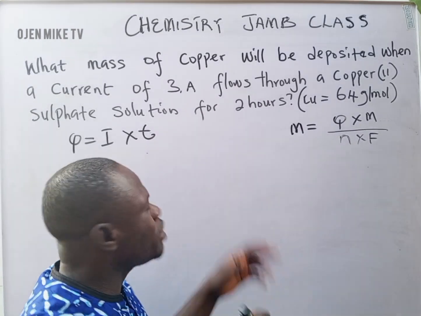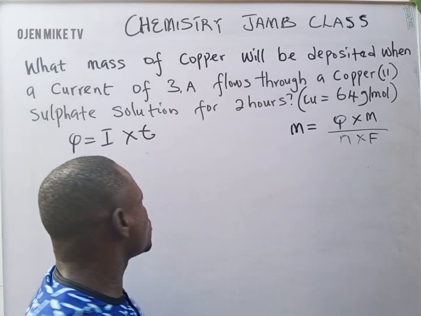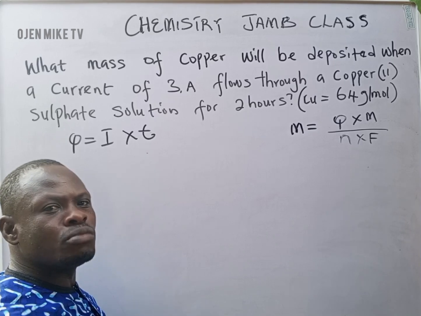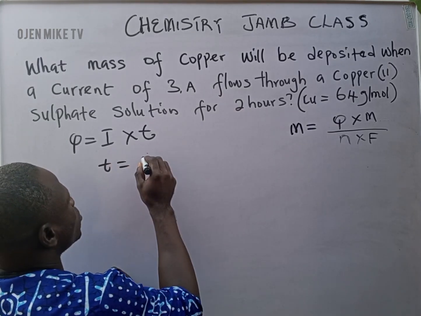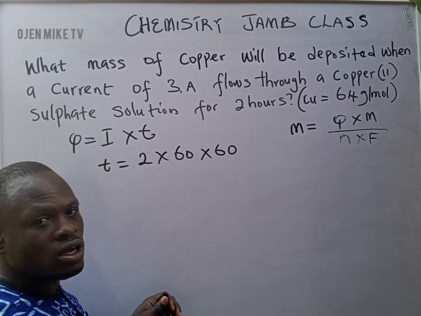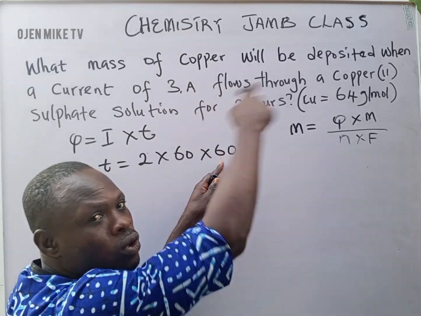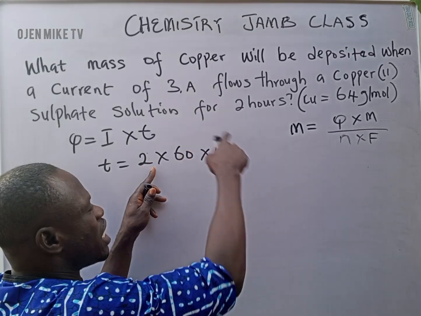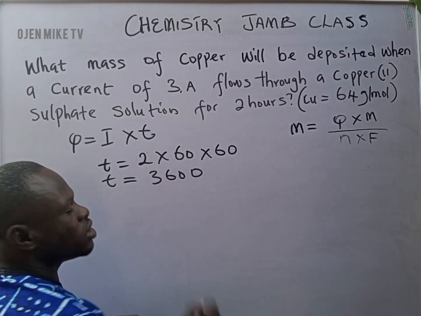Now how many seconds make 1 minute, and how many minutes make 1 hour? We have 60 seconds make 1 minute, 60 minutes make 1 hour, and we are given 2 hours. So our time will be equal to 2 times 60 times 60. This 60 is for second to minute, and this is minute to hour, and 2 is the hours. If it is 1 hour, you say 1 times 60 times 60. So our time here is equal to 7,200. Do you get that?